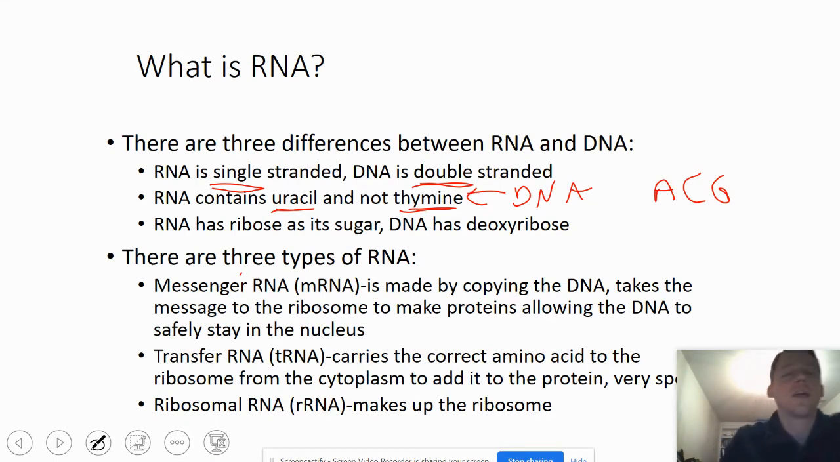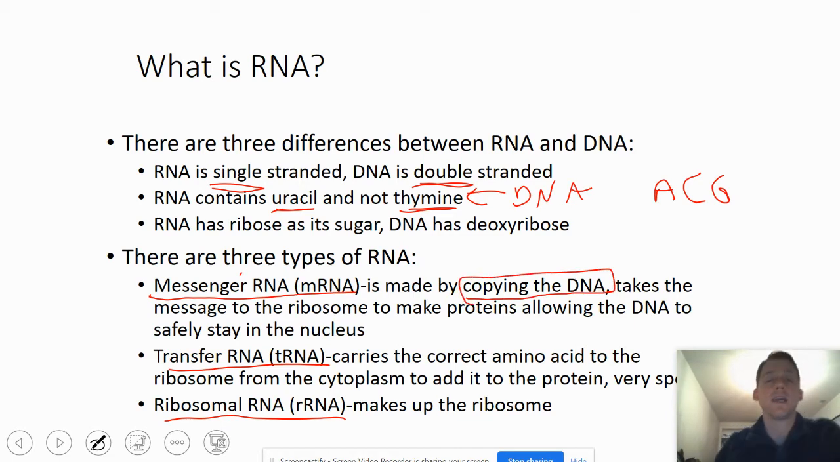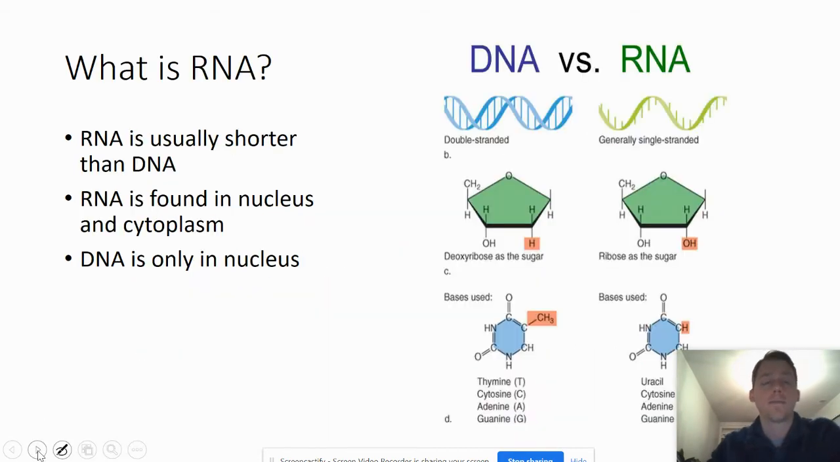There are also three types of RNA. There is messenger RNA, there is transfer RNA, and there is ribosomal RNA. We're going to get into each of these in more detail. Messenger RNA is going to be pretty important. This is the copy of DNA. So notice I'm highlighting copying of the DNA. And the messenger RNA is going to take the code of DNA and take it to the ribosome and allow the ribosome to make proteins. All right, the transfer RNA is going to carry the correct amino acid to the ribosome. We're going to talk much more about that later. And then ribosomal RNA, or rRNA, that's the stuff that makes up the ribosome. The ribosome is made up of RNA, a specific type called rRNA.